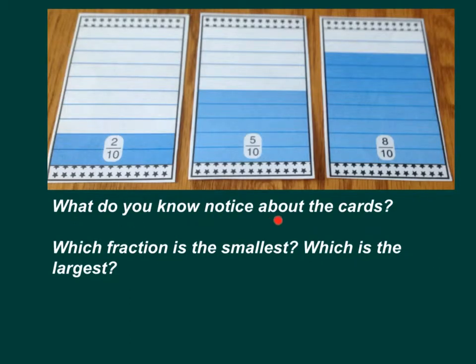What do you notice about these cards? One thing you might notice is that the numerators are different and the denominators are all the same, of course. And the smaller the numerator, the smaller the fraction this time. And the larger the numerator, the larger the fraction. So the fraction that is the smallest would be the 2/10. Which one's the largest? That would be the 8/10.